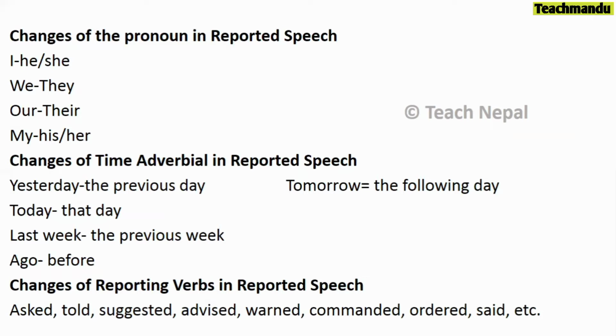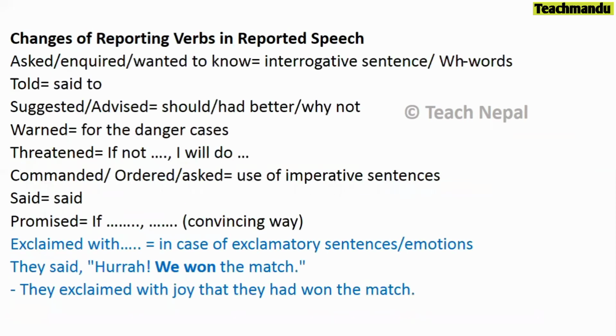So, changes of reporting verb in reported speech. There are some verbs which are changed, like asked, told, suggested, advised, warned, commanded, ordered, said, etc. So you see how they are changed. For example, if there are interrogative sentences or WH questions, then we can write asked, inquired, wanted to know. For example, do you like to have a cup of tea? Then we can write he wanted to know or he asked. In that way we can start.